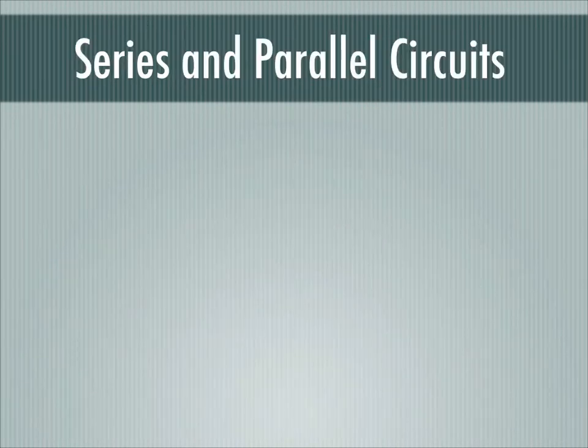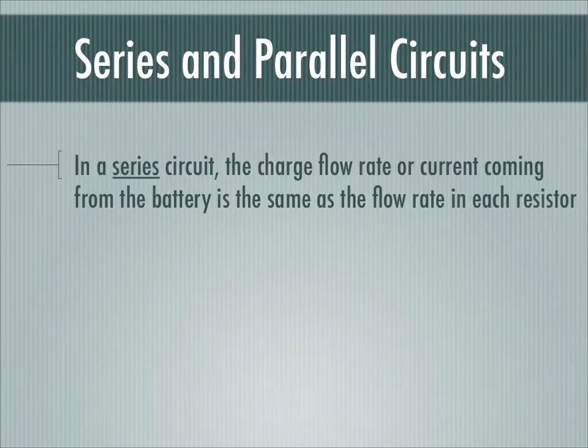So now we're going to use the ammeter to measure the flow rates in both series and parallel circuits. Let's see if this is true. In a series circuit, the charge flow rate, or current, coming from the battery is the same as the flow rate in each resistor.